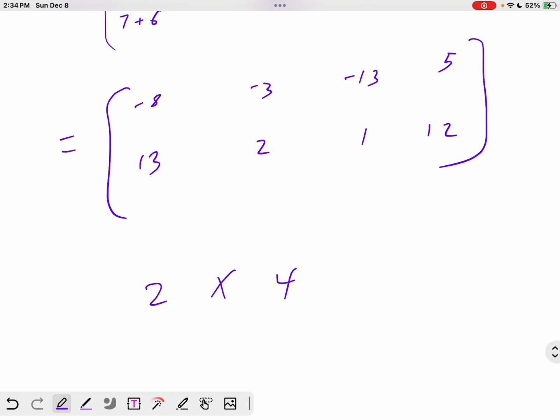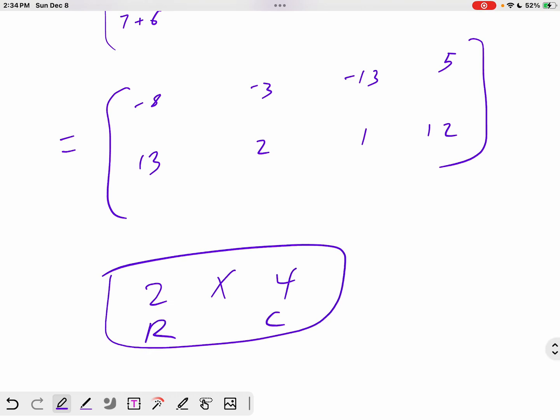So there's 2 rows and 4 columns. So these are the rows, columns. Okay, that's what you do. So first of all, the number of columns in A, which is the second number, must be equal to the number of rows. Then the answer is always the first number times the second number. Okay, so let's do a couple more.